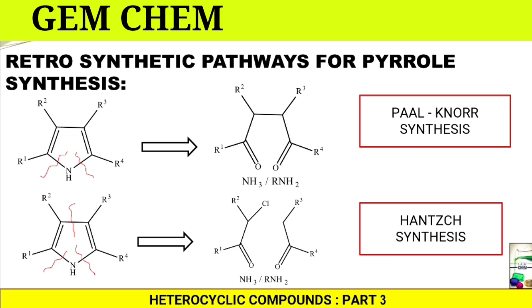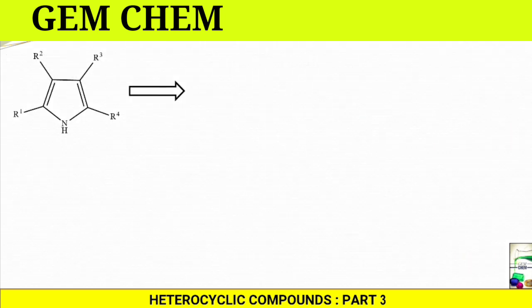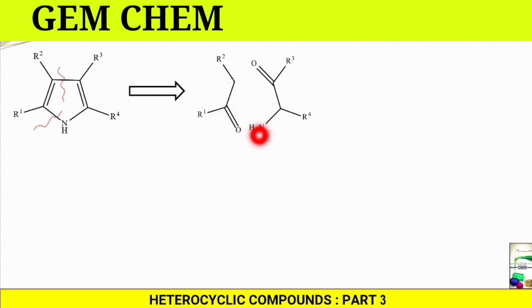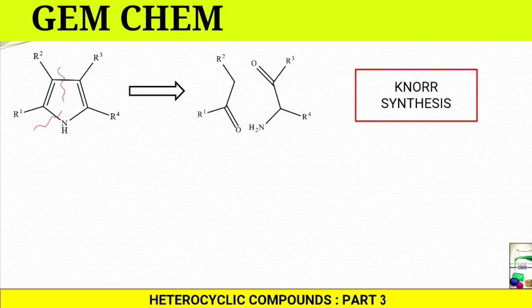Another one which we are going to talk about is when the disconnection approach starts from here and here, we get two substrates, that is this one. So we have an NH2 and a ketone on this side, and here we have only one ketone. This synthesis is known as Knorr synthesis.